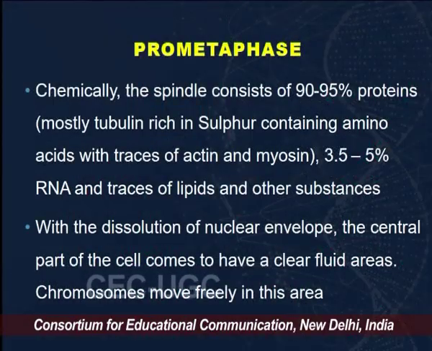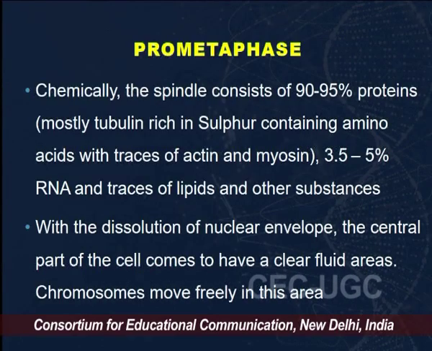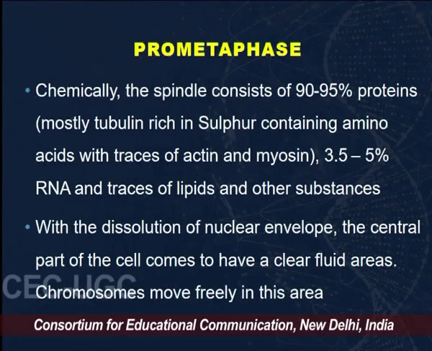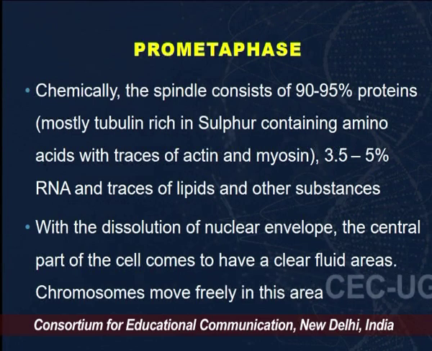So what is actually happening in pro-metaphase, and what are the constituents of these spindles? Chemically, the spindle consists of 90 to 95% proteins. Initially I told you that we will discuss the proteins involved in cell division. The spindle is a protein component, mostly tubulin rich in sulfur-containing amino acids, with traces of actin and myosin, with 3.5 to 5% RNA and traces of lipids and other substances. These are the main components of the spindle.